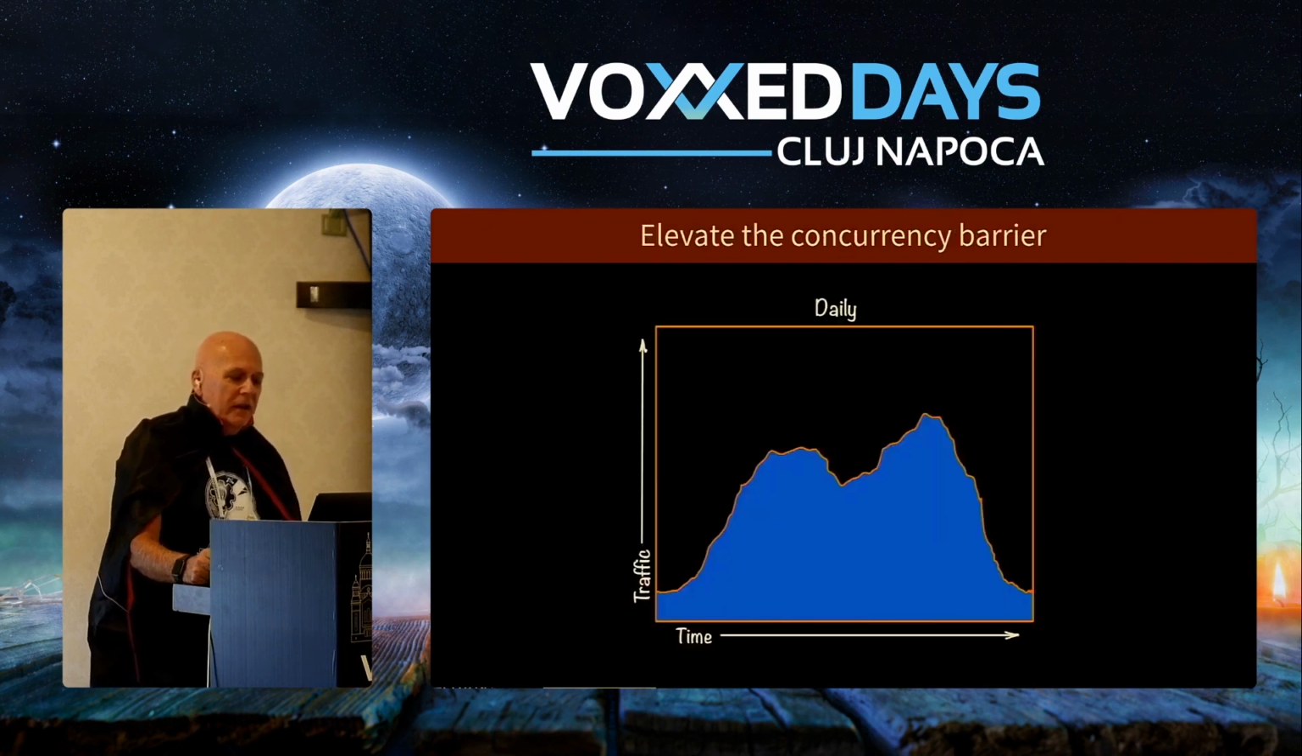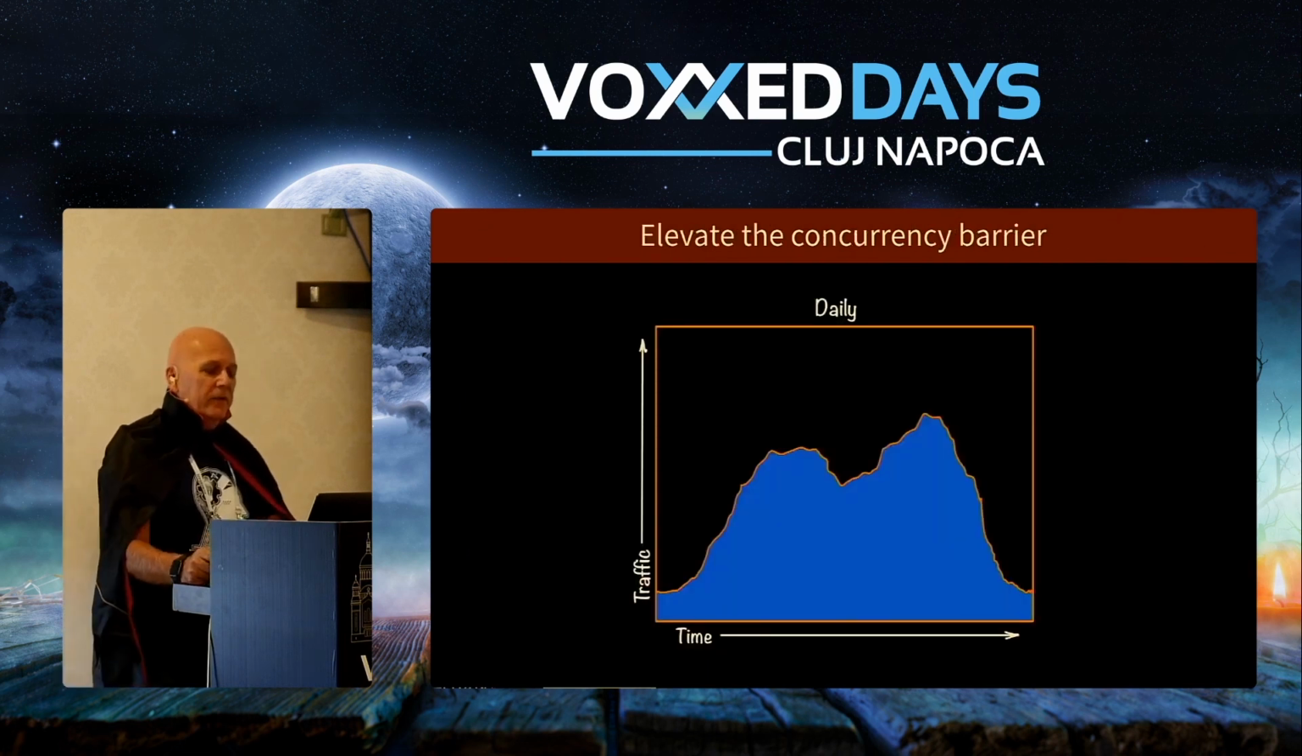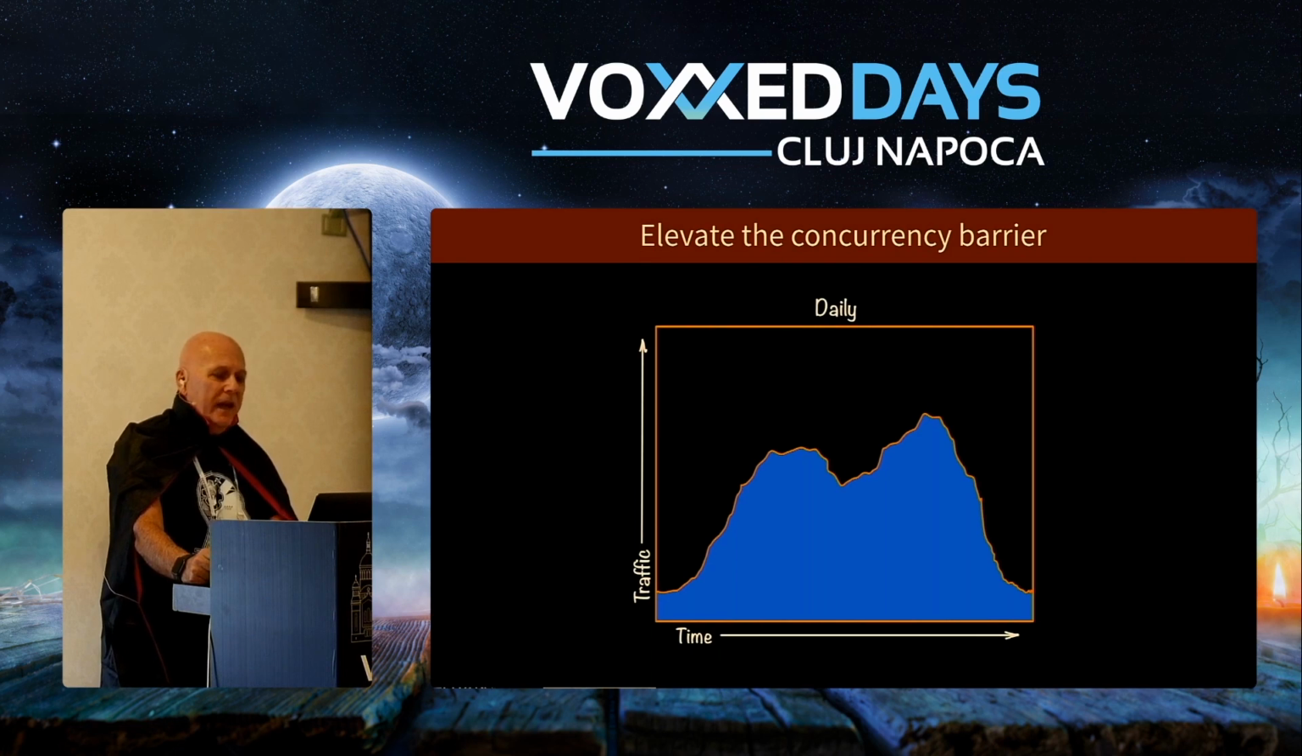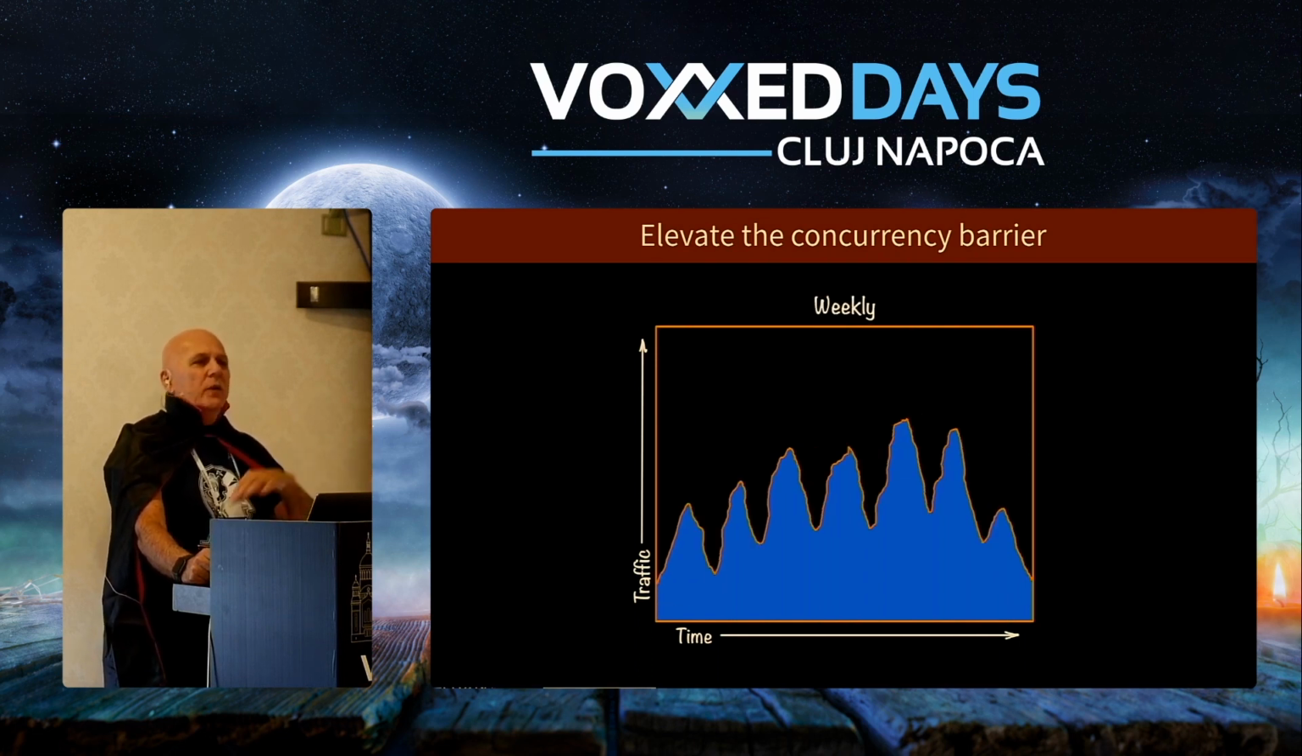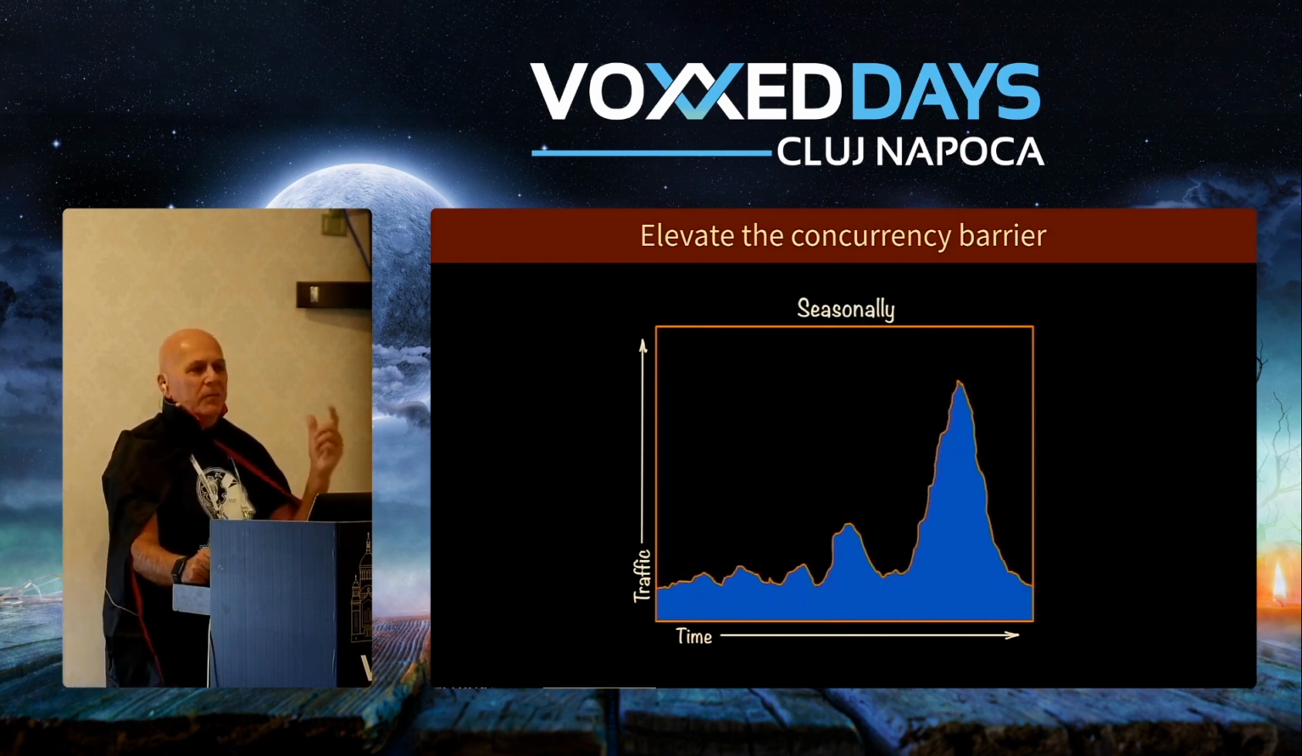The next one is elevate the concurrency barrier. I don't know if you've ever run into this, but I have. I know it, and it's extremely painful. What I mean by this is that the traffic on our sites varies a lot. It could be daily, where overnight the traffic is slow and then during the day it peaks. Or weekly, where maybe the weekends are busy and during the week it's slow, or the reverse. But whatever, the big killer is often the seasonal ones.